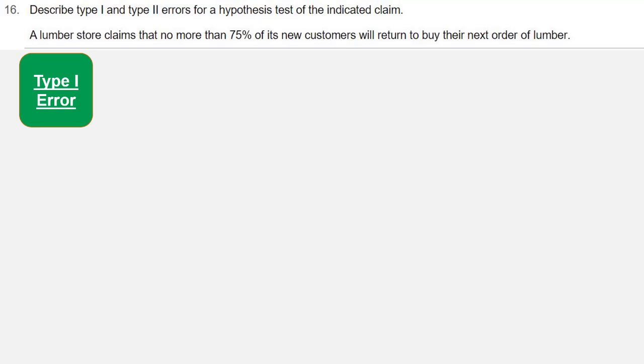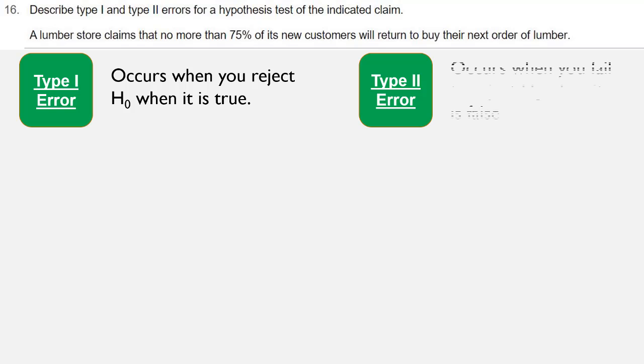So let's recall what a type 1 and a type 2 error are. A type 1 error occurs when you reject H0 when it is true. A type 2 error occurs when you fail to reject H0 when it is false.